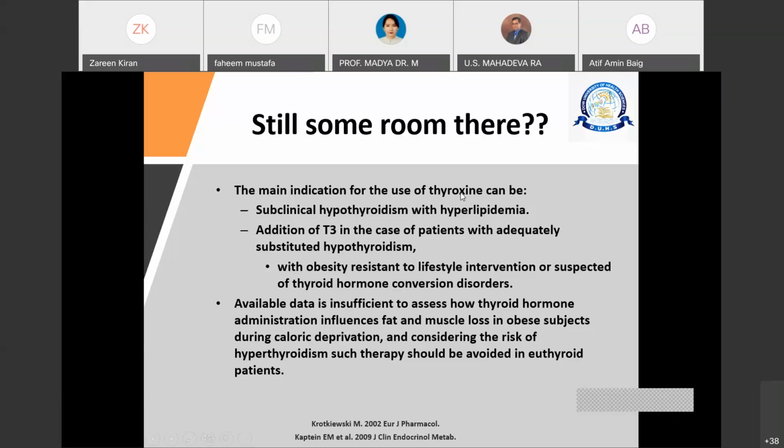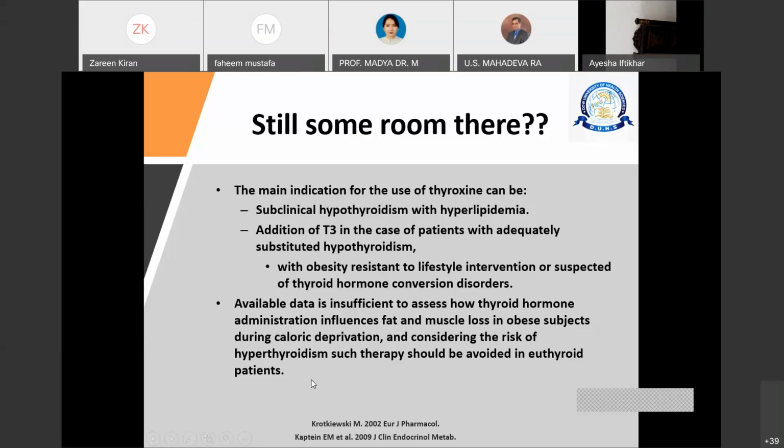So indications have been there for subclinical hypothyroidism with hyperlipidemia, and addition of total T3 in patients who had adequately substituted hypothyroidism with obesity resistant to lifestyle intervention or suspected of having thyroid conversion disorders, which are psychiatric problems. So the available data in such cases says that it is insufficient to assess how thyroid hormone will influence the fat and muscle loss in obese subjects during caloric deprivation, and to consider the risk of hyperthyroidism. Such therapy should be avoided in thyroid patients. So although these treatments are in practice, the data to support and recommend them is still lacking.